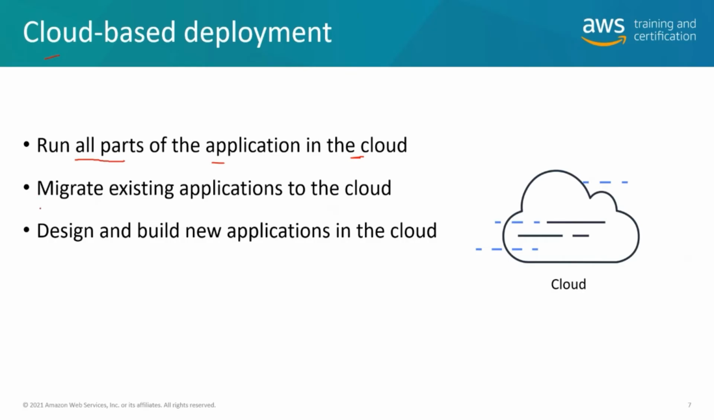The second scenario is migrating the existing applications. You have on-premises data centers, but you want to take advantage of cloud computing. In that scenario, you migrate your existing applications to the cloud. There are different cloud service providers using which you can deploy your resources to the cloud. Or design and build new applications in the cloud. All this is possible in the public cloud.